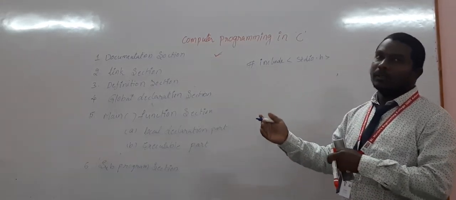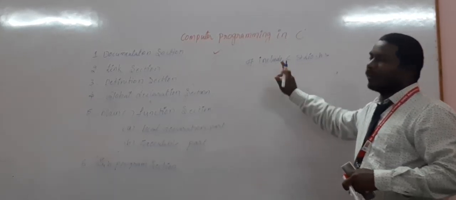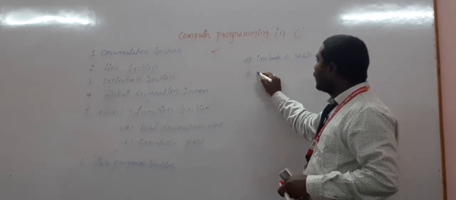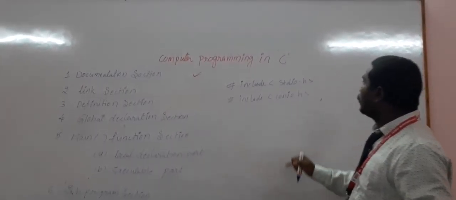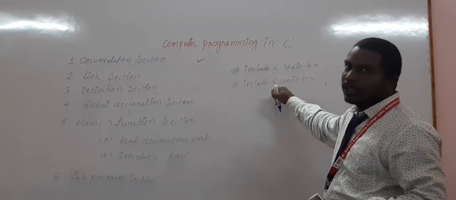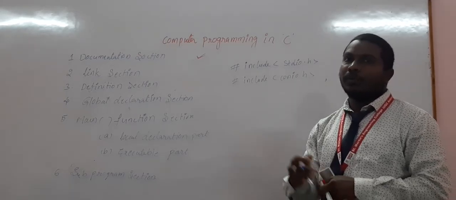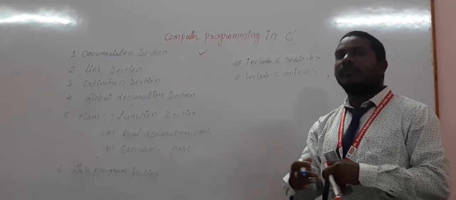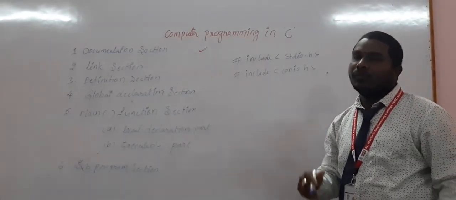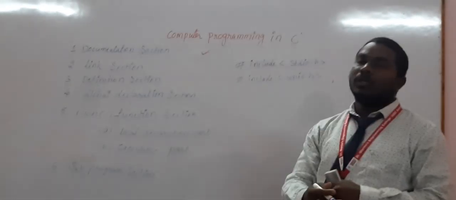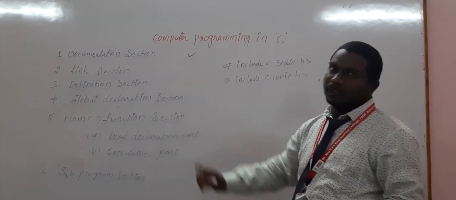We are just using those predefined functions, linking them to the program by using this header file. If you write hash include conio.h, this is for console input and output. If you want mathematical calculations, such as power of two, you need to write hash include math.h. If you want string functions, you need to write hash include string.h. These are the header files that come under the link section.